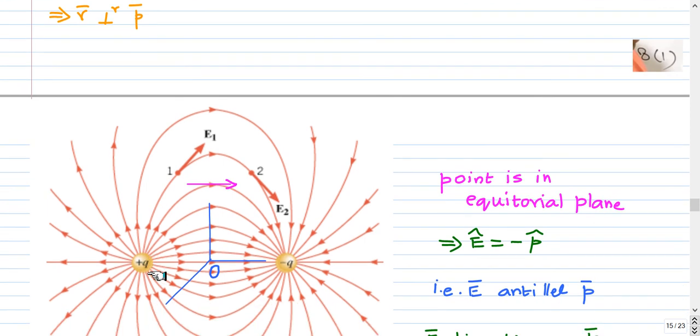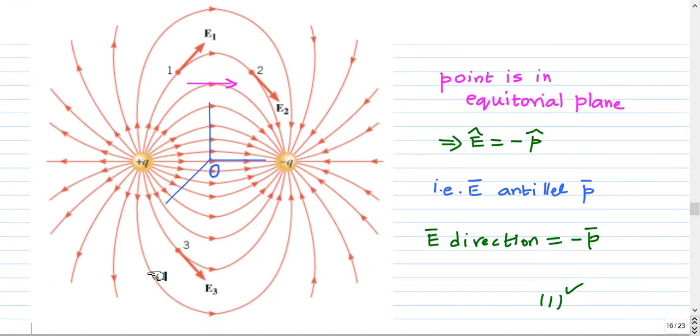Electric field due to a dipole, this is the picture. Electric field lines will start from plus q and end at minus q. The origin of the coordinate system is at the center of the dipole, because the dipole is placed at the origin.